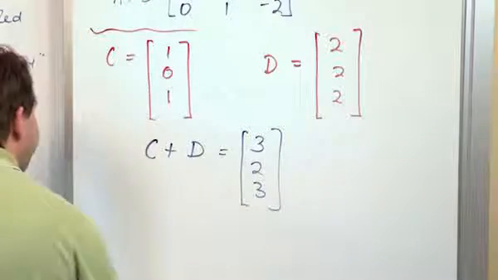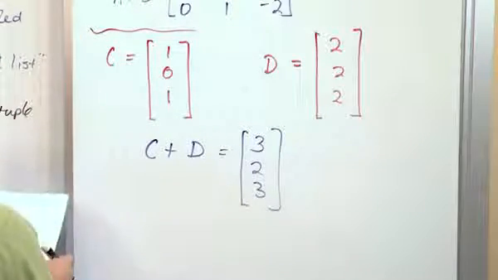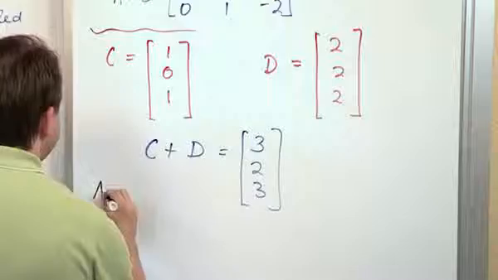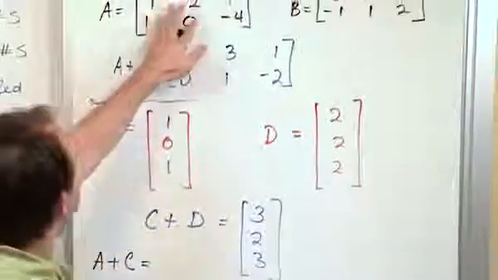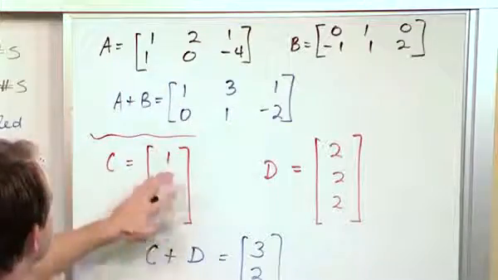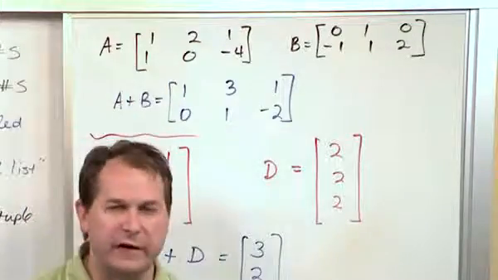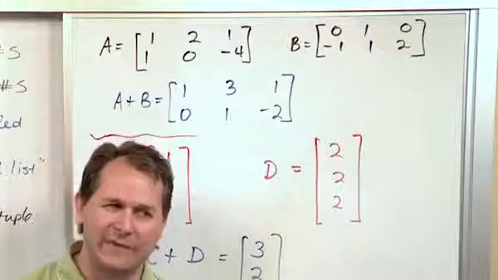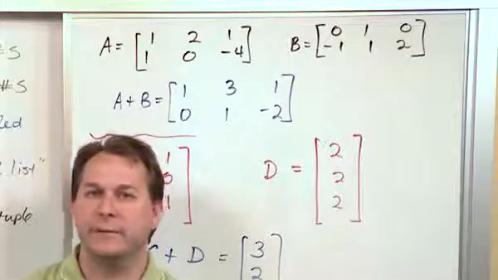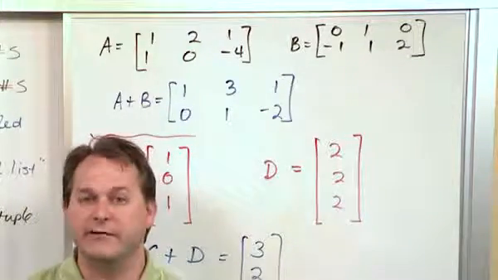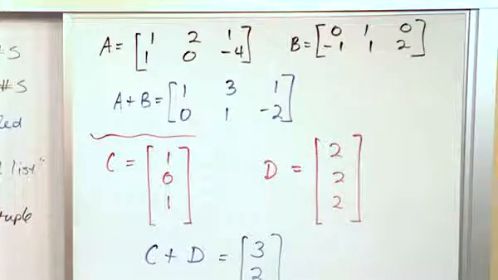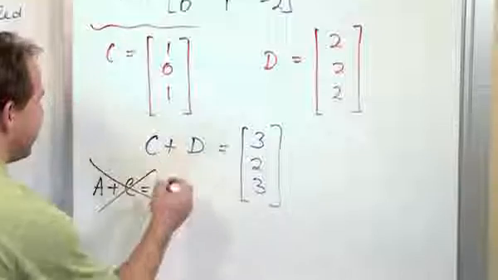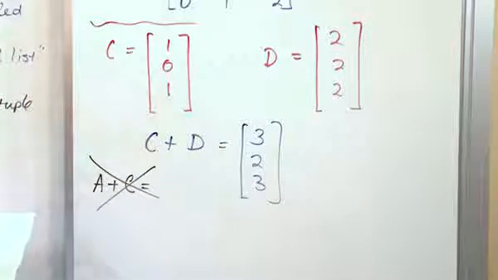Now, what if we try to add together A plus C? Well, we go up to A. This is what A looks like. This is what C looks like, and there's no way that we can add those together because the dimensionality is different. We cannot find corresponding elements in which to do the arithmetic because the rows and columns are not exactly the same. So if somebody tells you to add these things together, you just say it's not possible. You just write down that it's impossible or it's undefined or something like that. But you cannot do that.